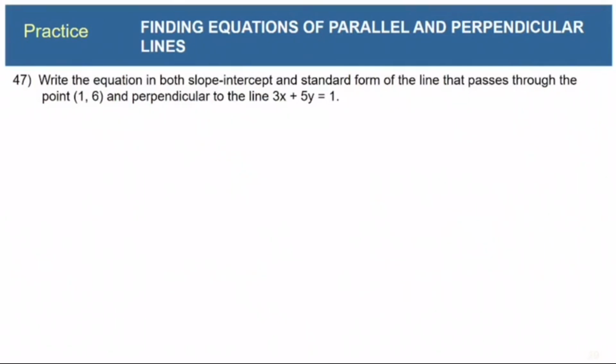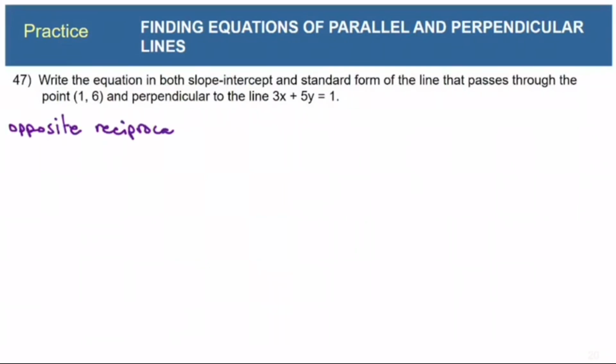Now let's go ahead and look at 47. You might want to pause and try it on your own first if you haven't already. So this time we have a different line. We have 3x plus 5y equals 1. So if we want to be perpendicular to this line, we'll need to use the opposite reciprocal slope.